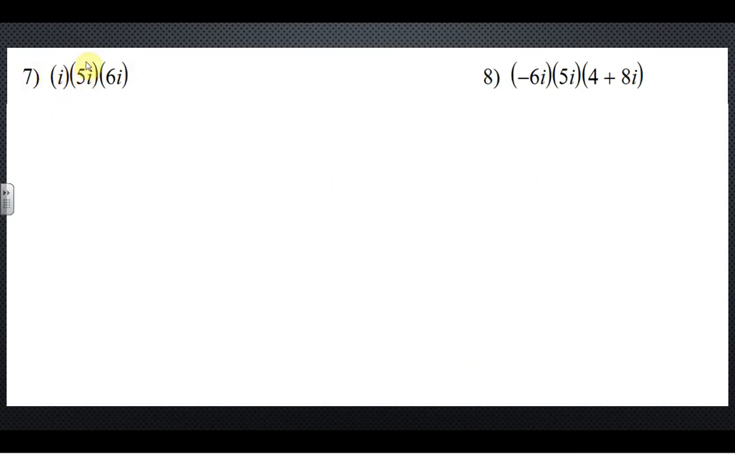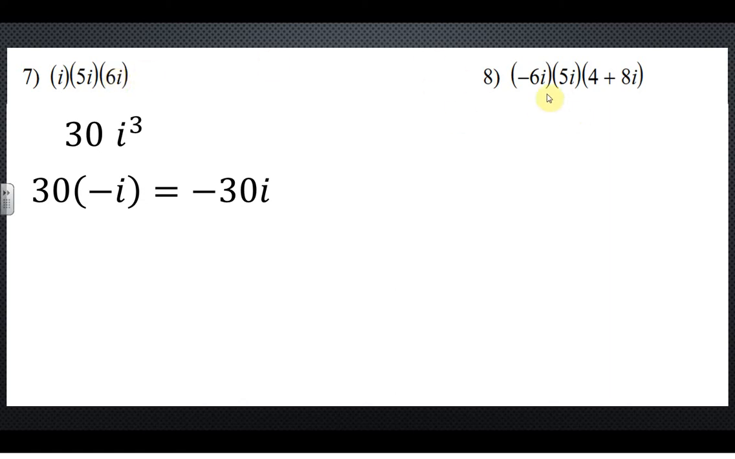I times I would be I to the third, and 5 times 6 is 30, so we have 30 I to the third. And then I to the third on our power of I's is -I. So there's the equivalent version. And yes, you have to simplify.